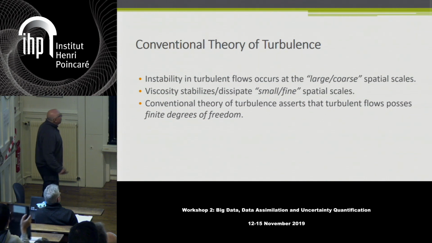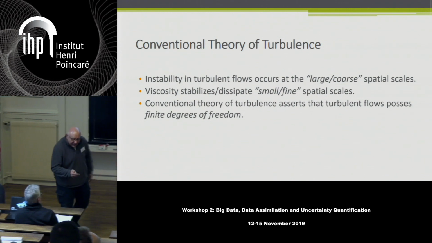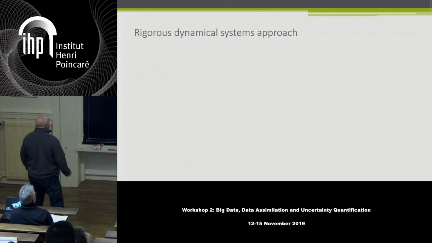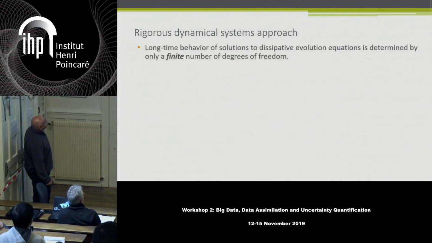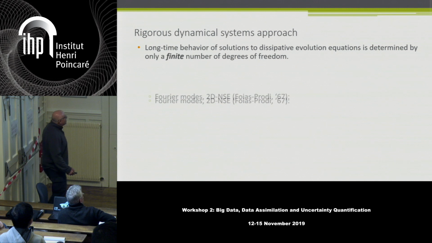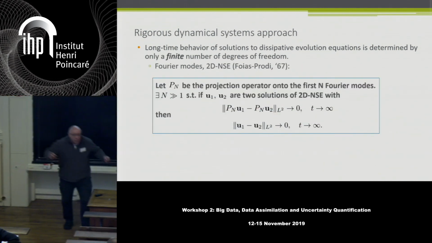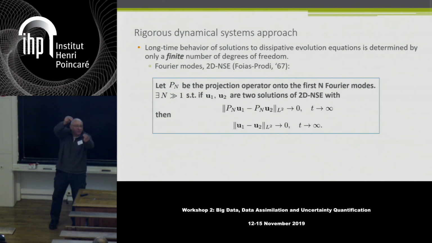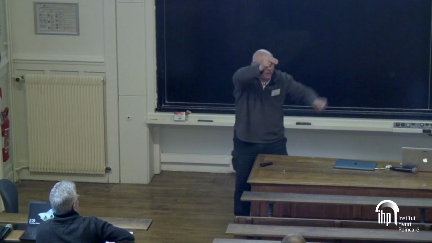And indeed, what are these degrees of freedom? That was not really specified. The first rigorous result in this direction, using a rigorous dynamical systems approach, was a work of Foias and Prodi, talking about finitely many determining modes. And what's the idea? Imagine that you have two solutions of the Navier-Stokes equation in the infinite dimensional phase space. Like two airplanes flying.